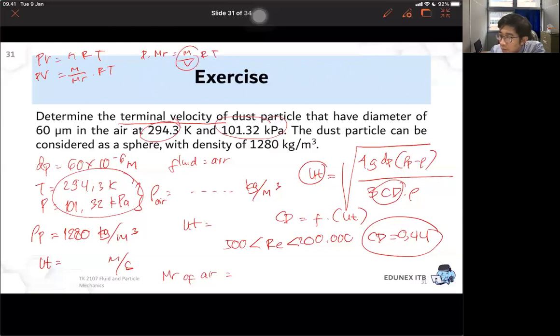So this is density, right? Density will be pressure times MR divided by R times T. Don't forget the unit of MR, the molecular weight, will be in kilogram over mole, so it should be converted into kilogram per mole. And R is 8.314 joule per mole Kelvin.